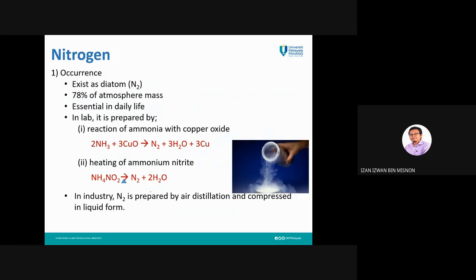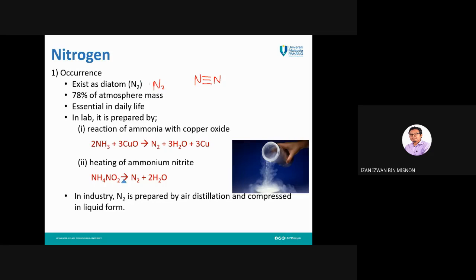Okay, so the first element that we will discuss is nitrogen. So the occurrence of nitrogen: it exists as a diatomic, N2. So it cannot exist alone as nitrogen. It needs to have 2 atoms to form nitrogen gas. So this will be the bonding of N2, having a triple bond.